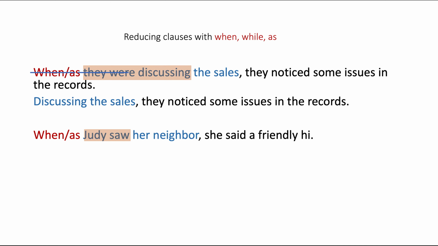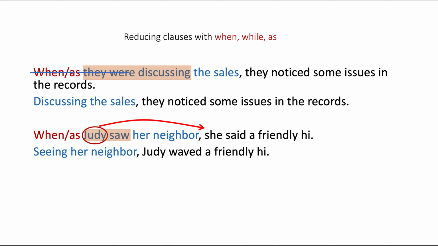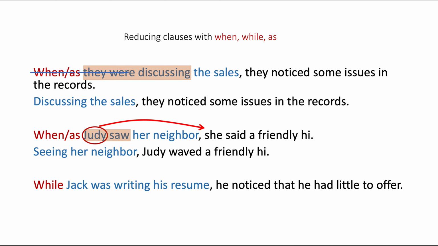the action happened. The second point is that the main reference, the subject Judy, is in the adverbial clause, but we are going to remove it in the reduced form. And if you do it, then you have to move it to the main clause so that we still have the main reference. Otherwise, we wouldn't know who you're talking about. So, "seeing her neighbor, Judy waved a friendly hi," and that is the reduced form of this clause.